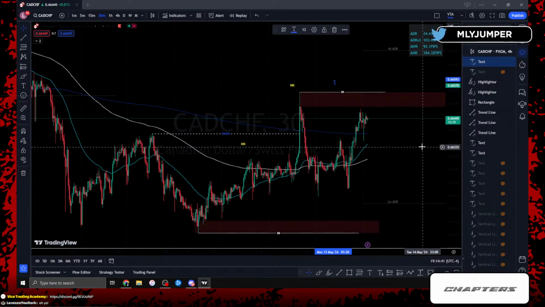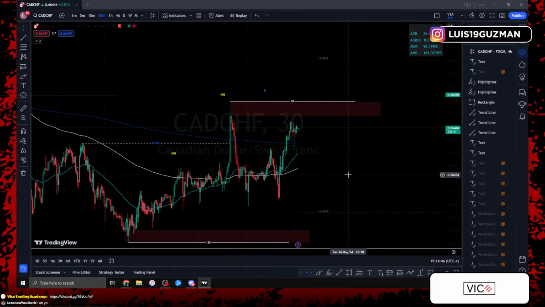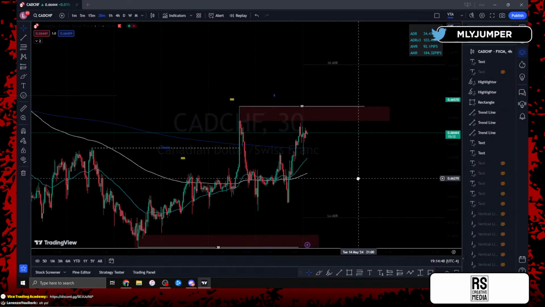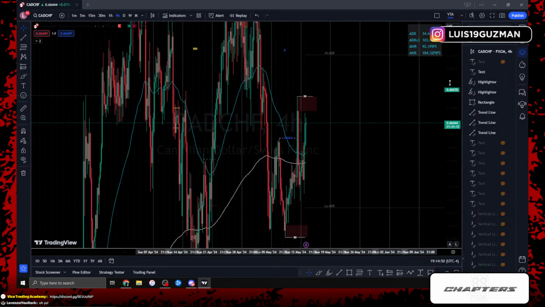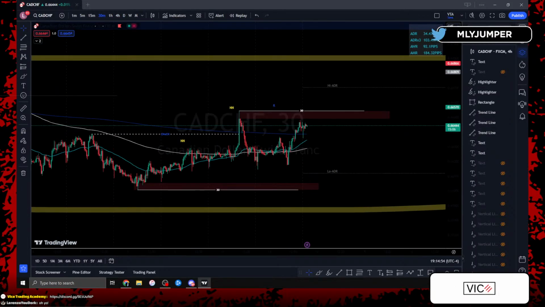What we want to look for is that break of structure retest now at the top of the zone for price to continue to push to the top side. So that's what we're going to be waiting for. CAD CHF looks good.